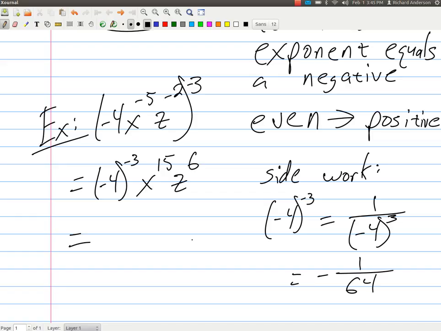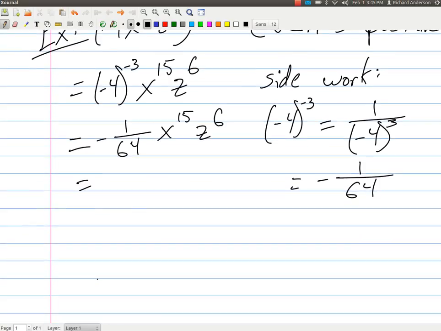So going back to our original problem where we just had to worry about breaking down this part of it here, now we have negative 1 over 64, x to the 15th, z to the 6th. Of course, Course Compass may want you to go ahead and multiply this 1 over 64 with the other part here that is not a fraction. In this situation, since you've got a 1 on top, it would just get multiplied by the x to the 15th, z to the 6th, and this part will stay the same.